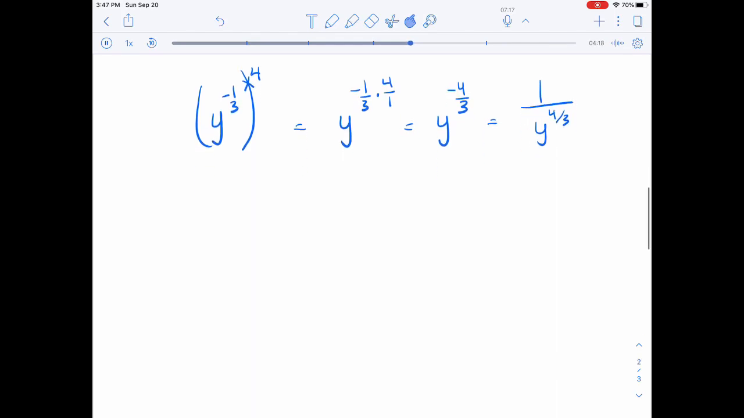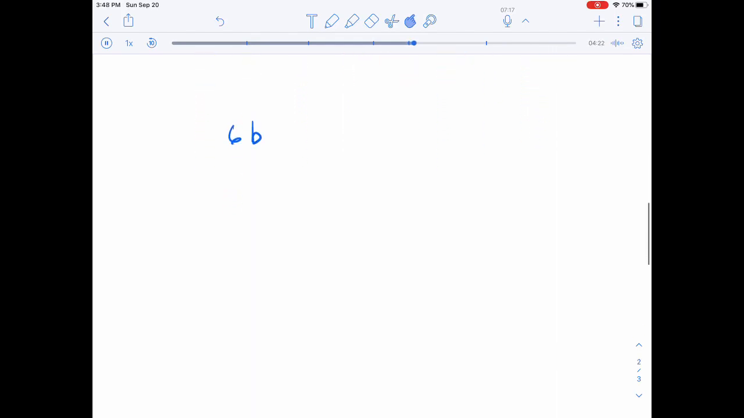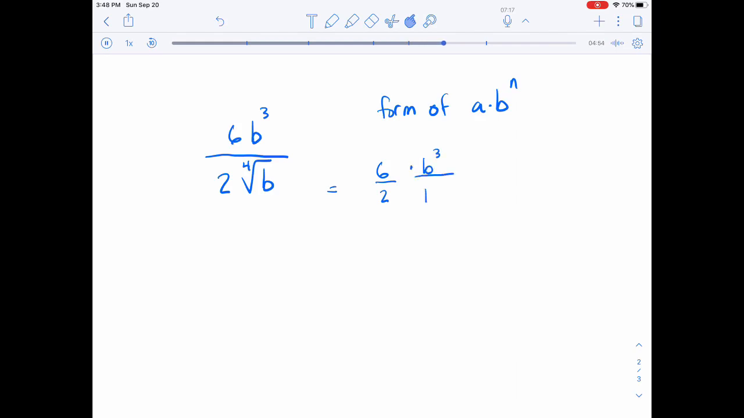Let's try another example. How about 6 multiplied by b cubed over 2 multiplied by the 4th root of b? So let's go ahead and begin this by breaking this up. So this becomes really 6 over 2 multiplied by b cubed over b to the 1/4. Using the quotient property, this becomes 3 multiplied by b cubed times b to the -1/4.